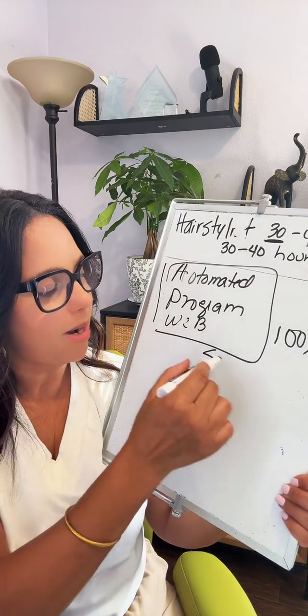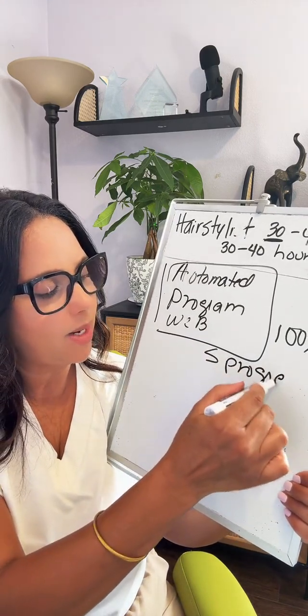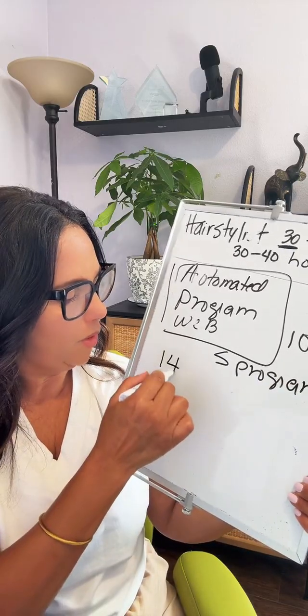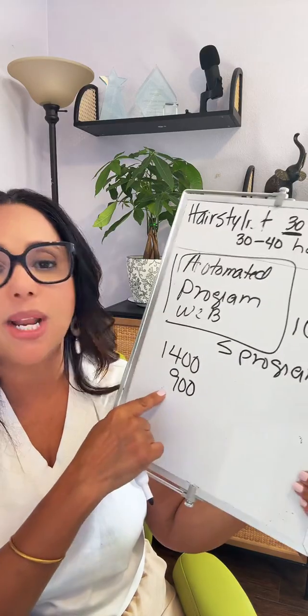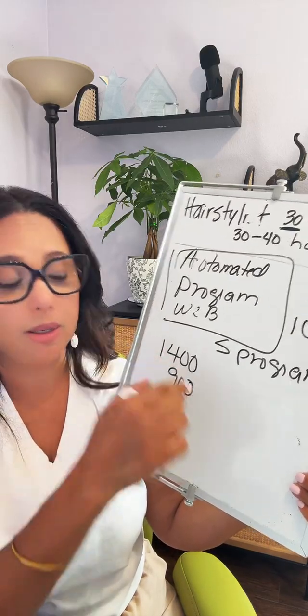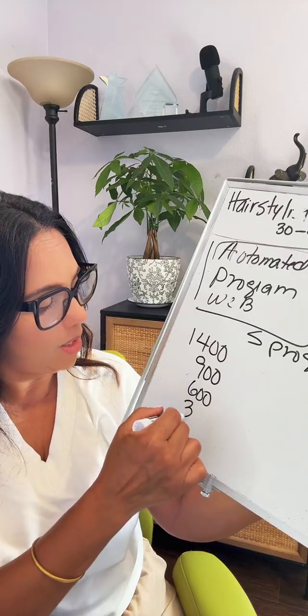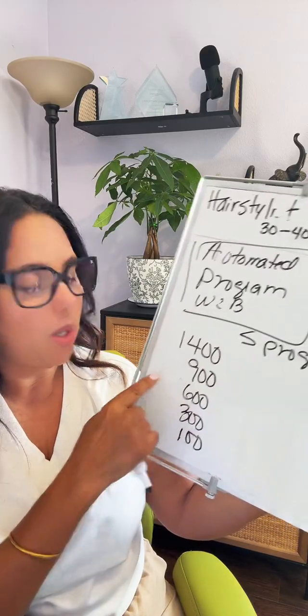You have 5 programs, and they start at different levels: $1,400, $900, which is the one we were talking about, the one I started with and then upgraded, $600, $300, and $100. Okay.